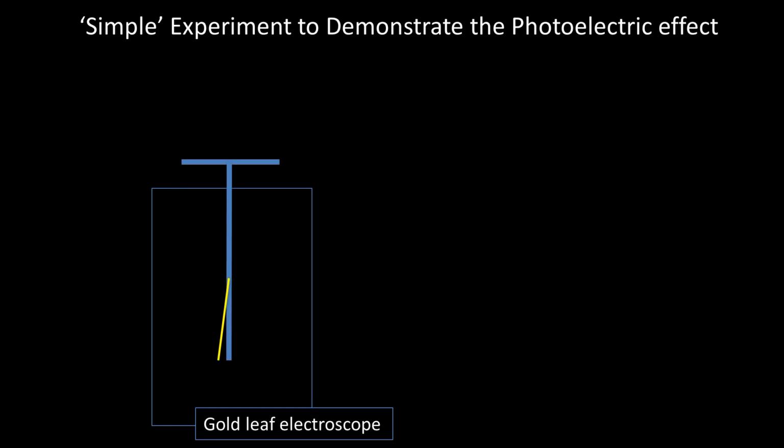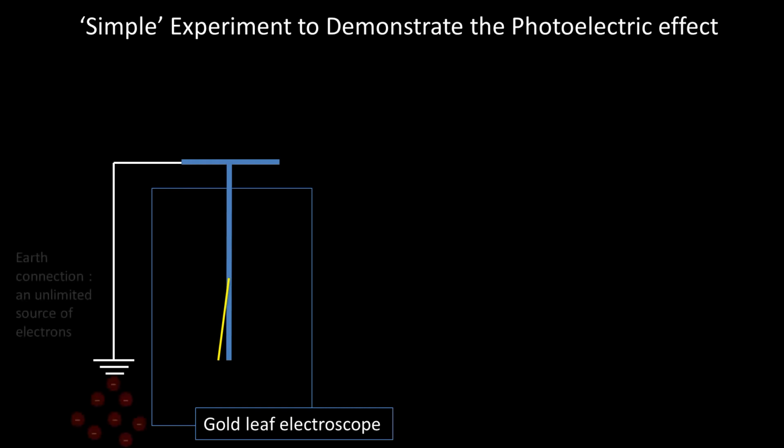Okay, so how does the experiment work? Well, there's a sequence of things that you have to do. First of all, you have to earth the plate on top of the electroscope, the metal plate that you're trying to demonstrate the photoelectric effect with. The reason you do that is so that you can charge it up in advance. An earth connection is essentially an unlimited source of electrons, and it's also an unlimited sink for electrons. So electrons can flow to and from Earth, and it doesn't really affect the potential of Earth, so we can get as many as we like.